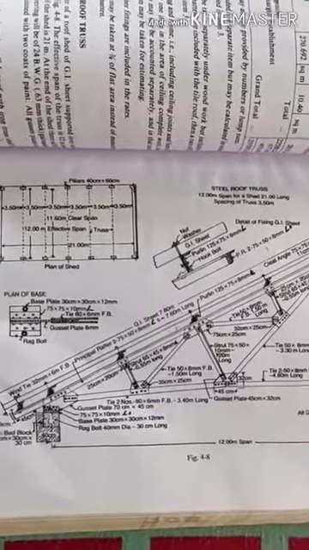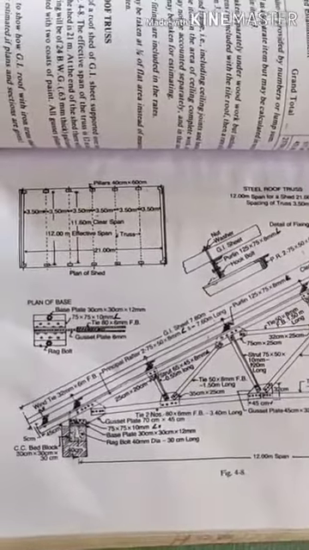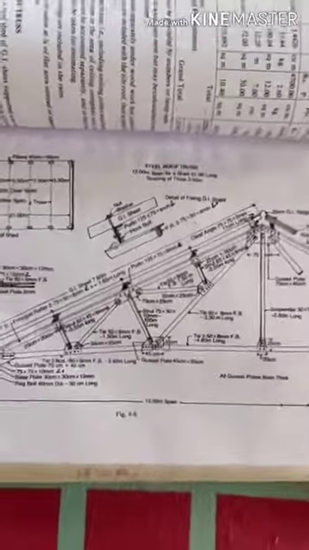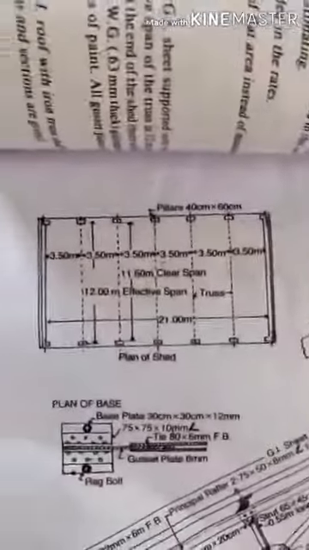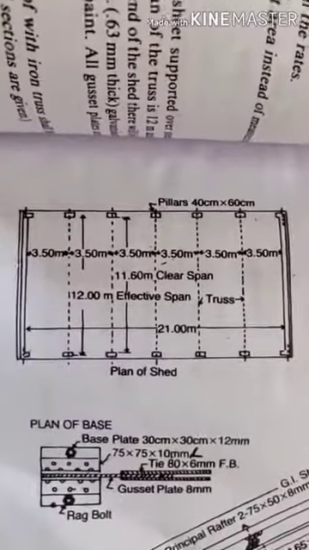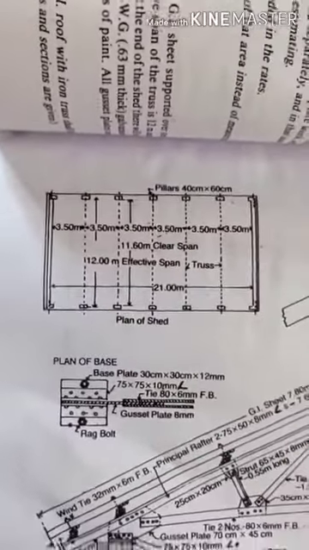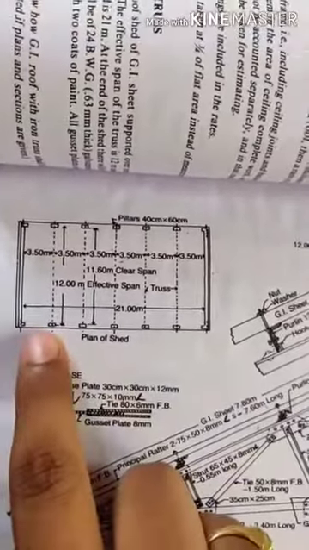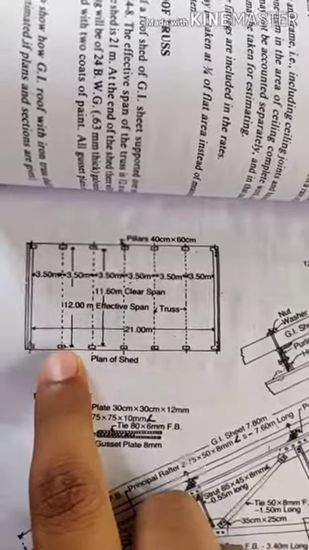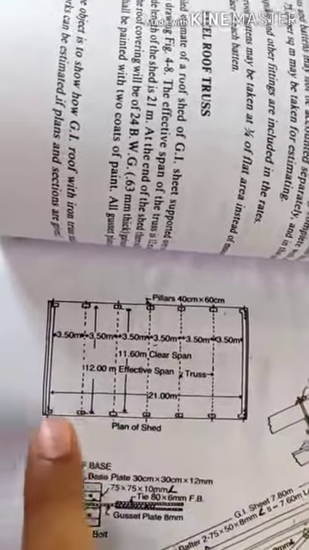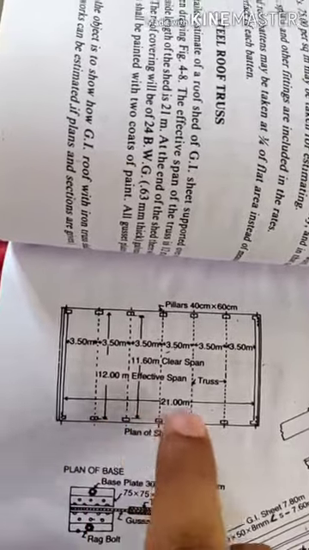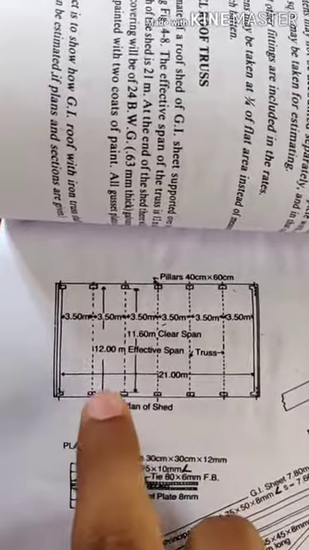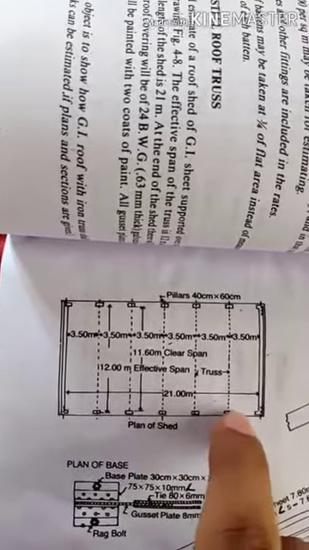Before going into calculation of steel roof truss, just have a look at the plan and the cross-sectional component of a given truss. Can you see from this, the plan of the shed is given. The number of trusses for a given plan is 5. You can see here the dotted line indicates the number of trusses for the given plan of the shed. There are 1, 2, 3, 4 and 5.